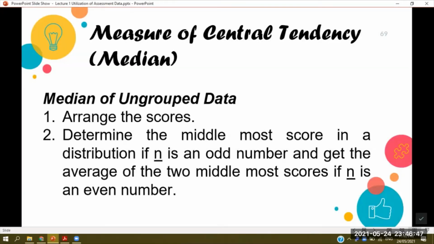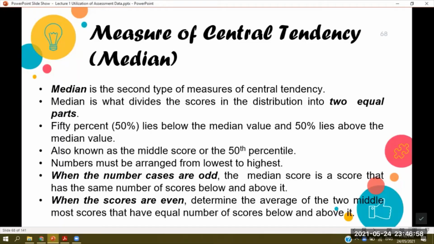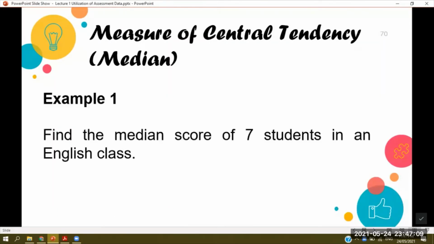So tingnan natin kung paano siya i-state, no? So, get the average of the two middlemost scores if n is an even number. So kung babalikan natin yung definition, when the scores are even, determine the average of the two middlemost scores that have equal number of scores below and above it. So anyway, let's try to look at now example number 2.